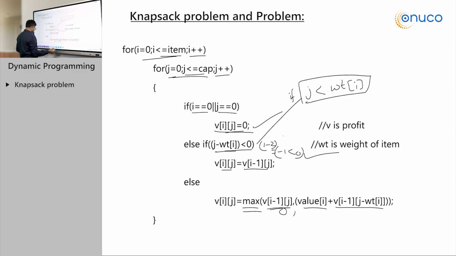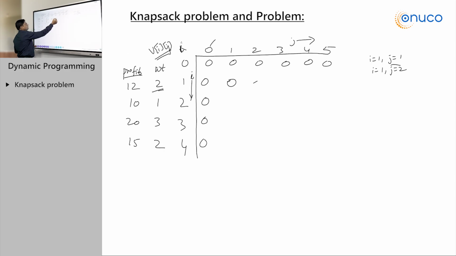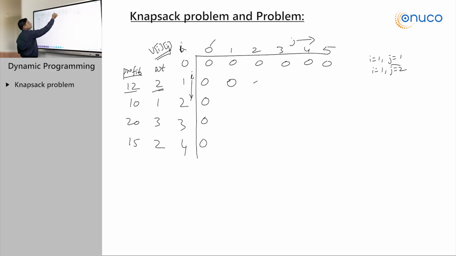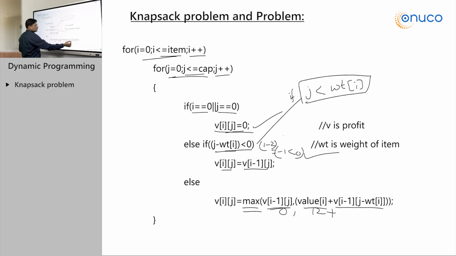Value of i means profit of i element. Profit of this element is 12. Plus V of i minus 1, previous row, j minus w, 2 minus 2. What is j? Current j is 2. Weight is w. 2 minus 2 is 0. So it's showing previous row, 2 minus 2, 0.